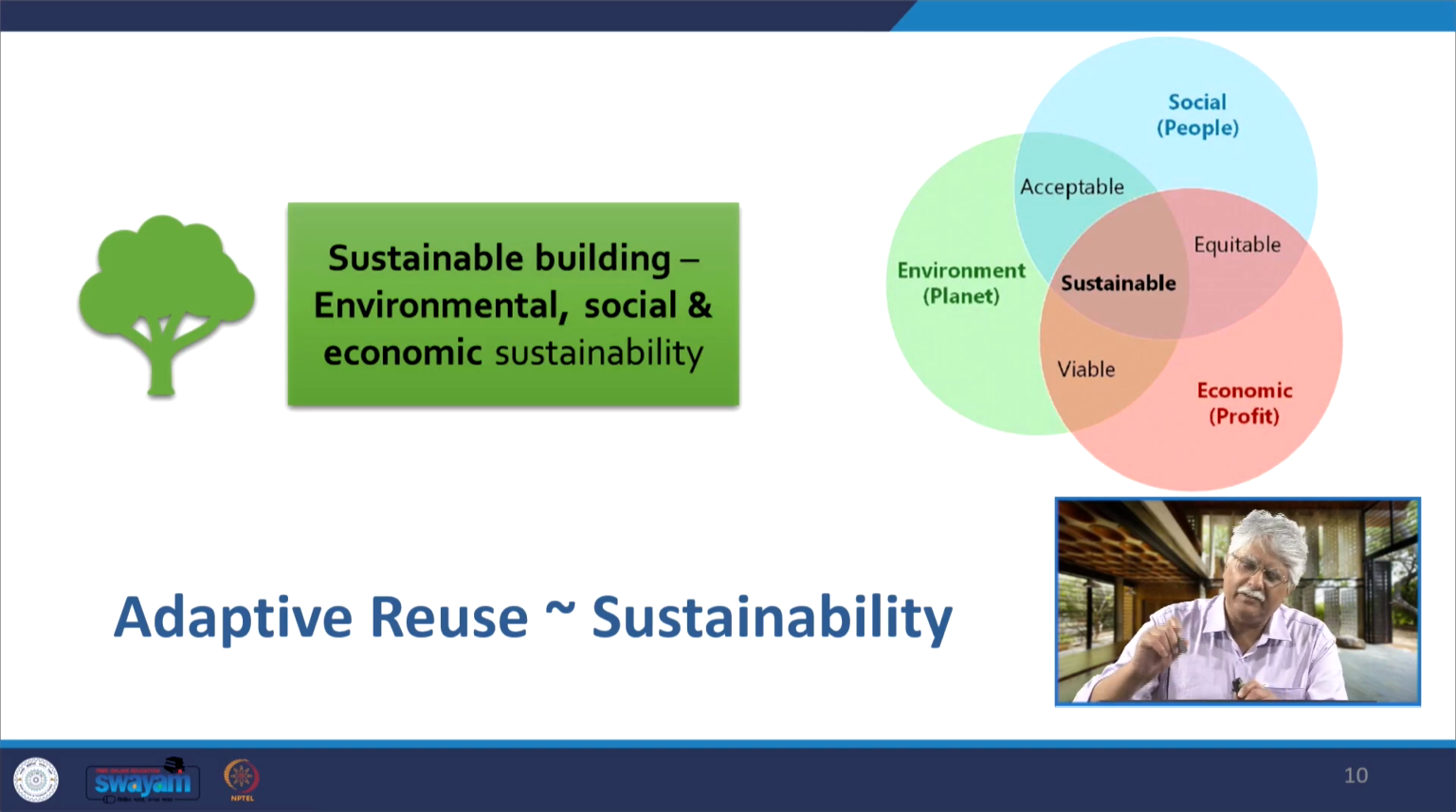We know, and we've seen this earlier when we were talking about green buildings, that sustainability has three aspects to it. There is social sustainability, which has to do with people. There is economic sustainability, which has to do with money or profits. And then there is environmental sustainability, which has to do with our environment. All of this put together forms the three aspects of sustainable development, and adaptive reuse addresses all three.